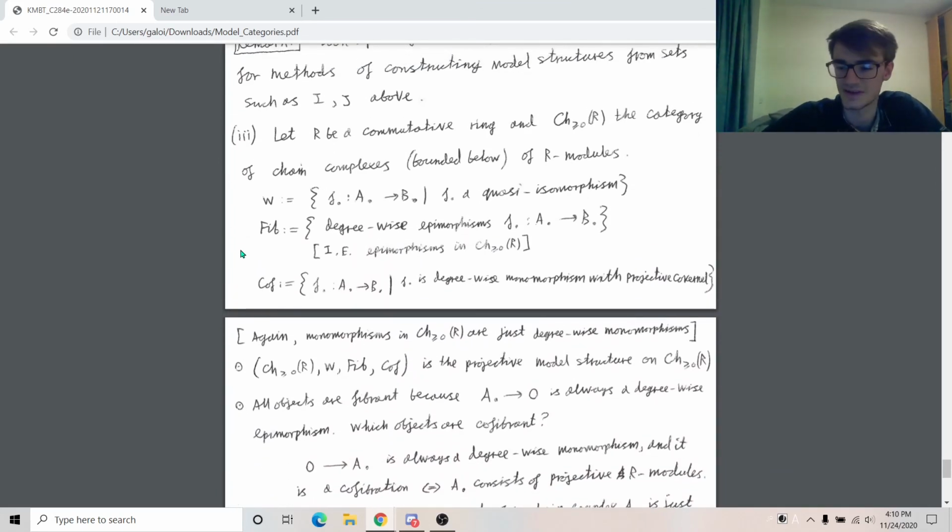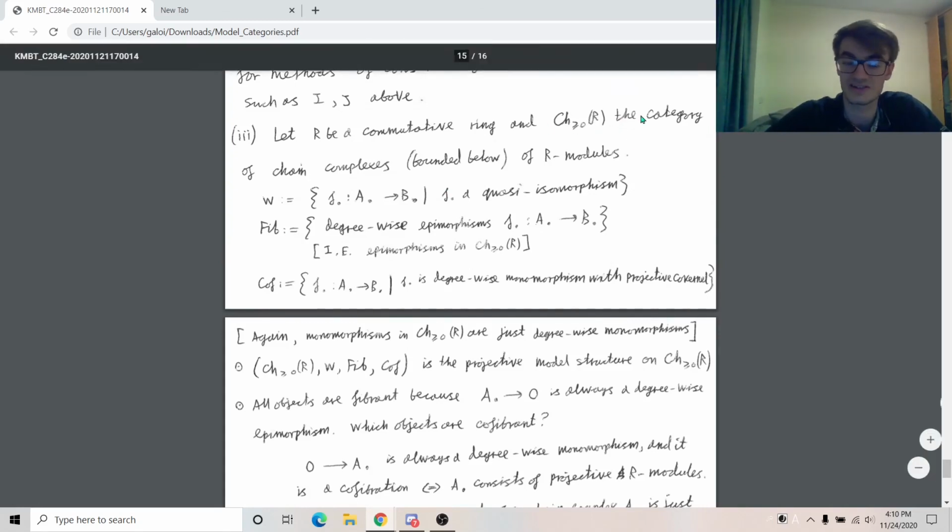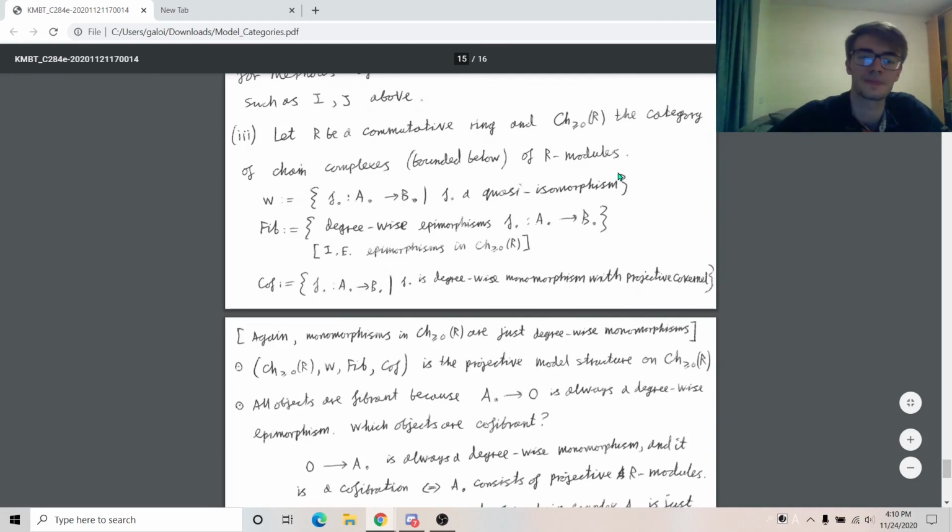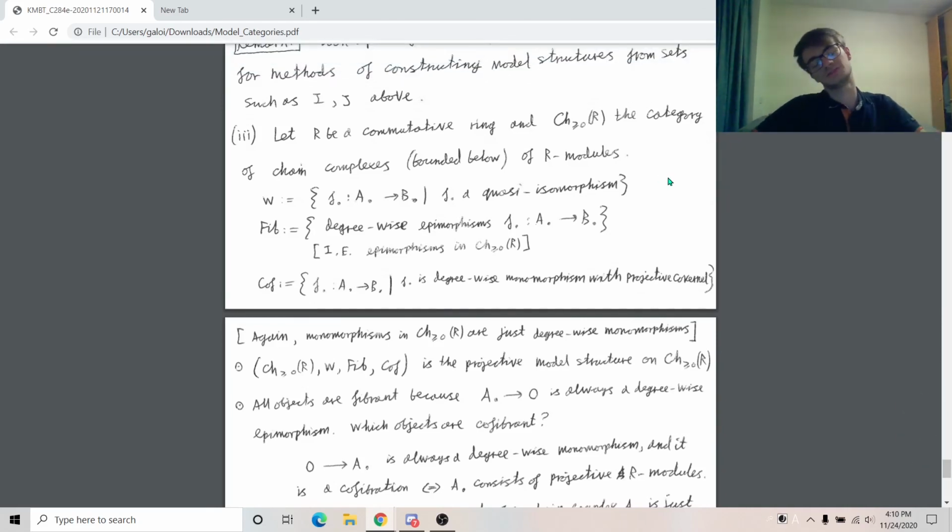So if R is a commutative ring and you look at the category of chain complexes bounded below, so vanishing in negative degree basically, I can give the chain complexes a model structure. So W is the quasi-isomorphisms between two chain complexes. A quasi-isomorphism between chain complexes is just a map of chain complexes which induces isomorphisms in cohomology. And the fibrations are going to be degree-wise epimorphisms between chain complexes.